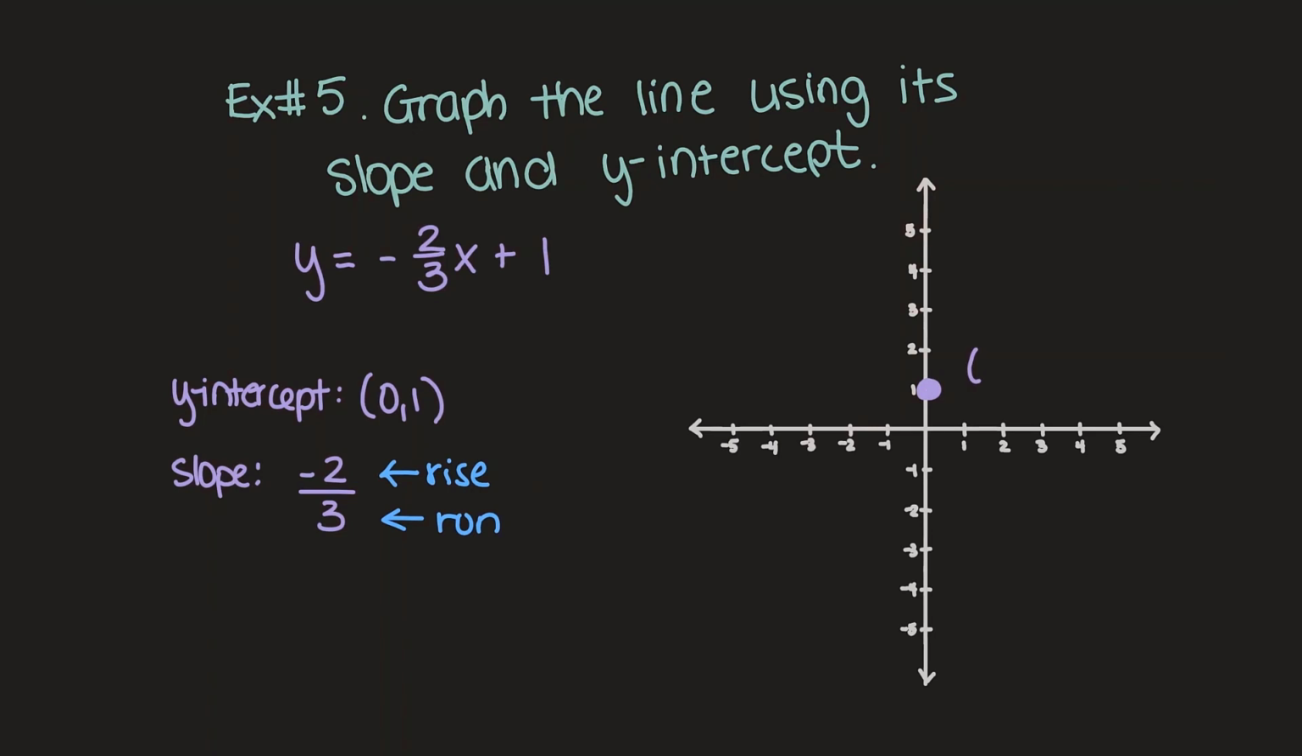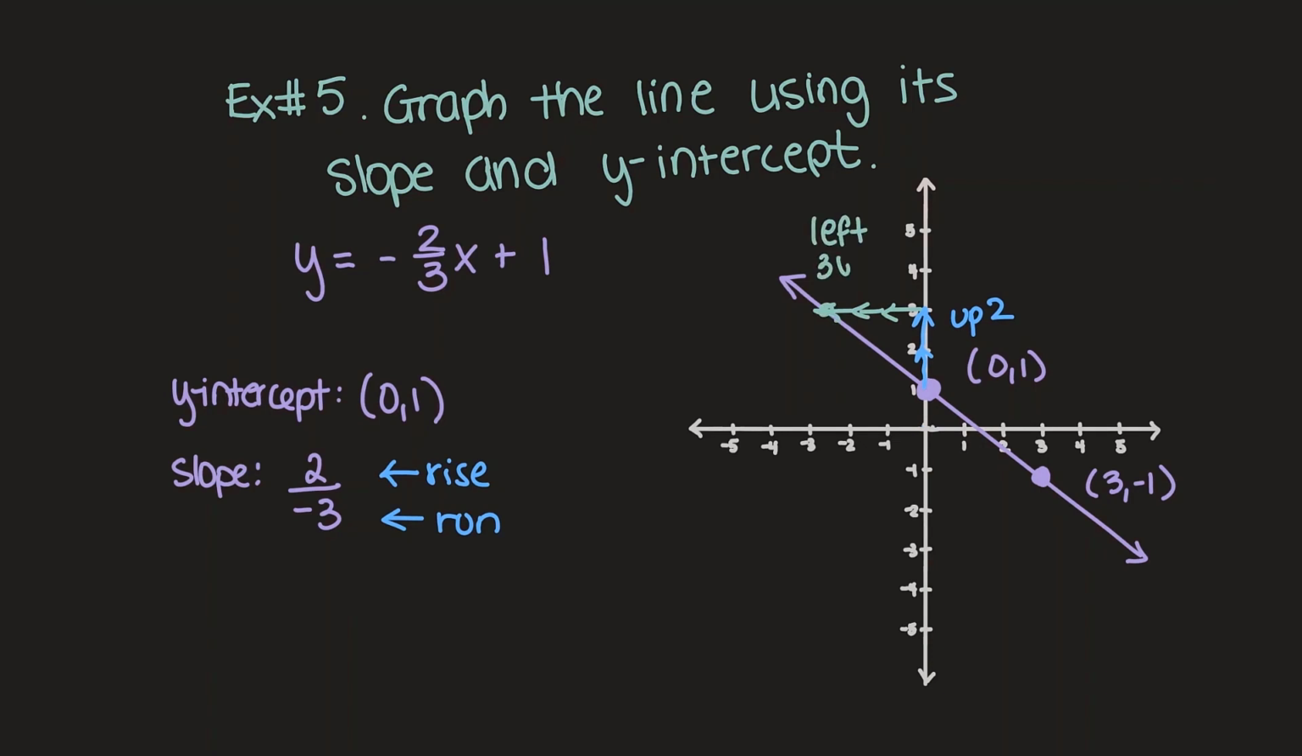We first graph the y-intercept, and then from this point, we will go down 2 units, and then to the right 3 units. And this is where the next point will be located. And now we draw a line going through these points, and this is the graph of the equation. If instead we made the denominator negative, then from our y-intercept, we would go up 2 units, and then to the left 3 units. So either way, we would have gotten the same graph.